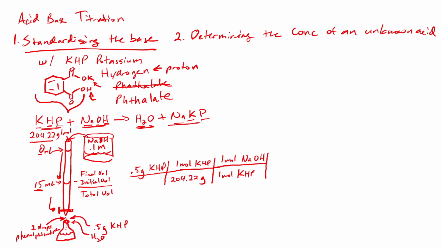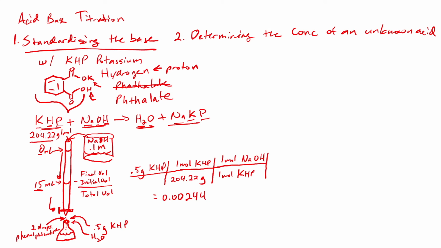So it's 0.5 times 1, which is just 0.5. And then you divide it by all the numbers at the bottom, which is the 204.22 times 1, which is just 204.22. So 0.5 divided by 204.22, and I get the number of moles of sodium hydroxide to be 0.0244 and a whole bunch of numbers, right? We'll just leave it that way for now, okay?